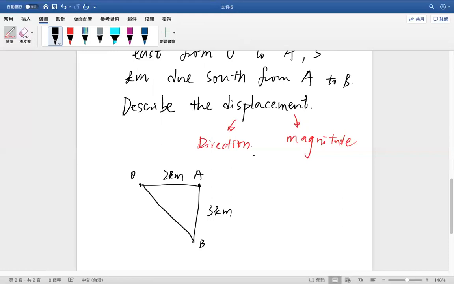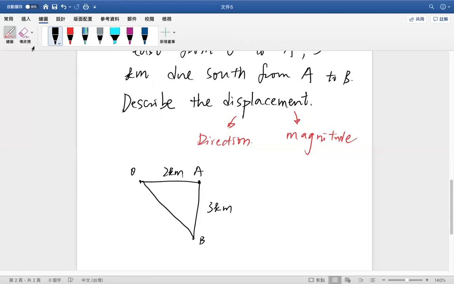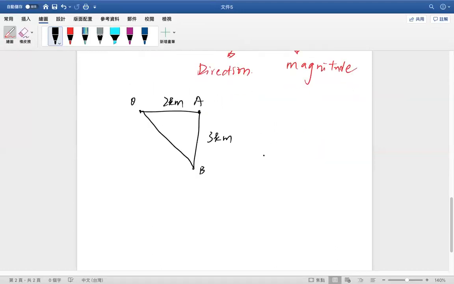So first of all, let's find the magnitude of the displacement, which is exactly just the length of this line OB. Okay, so it's easy, right? You just use Pythagoras. So OB equals the square root of 2 squared plus 3 squared, which is exactly square root 13. So this one is the magnitude of the displacement. Is it okay? All right.